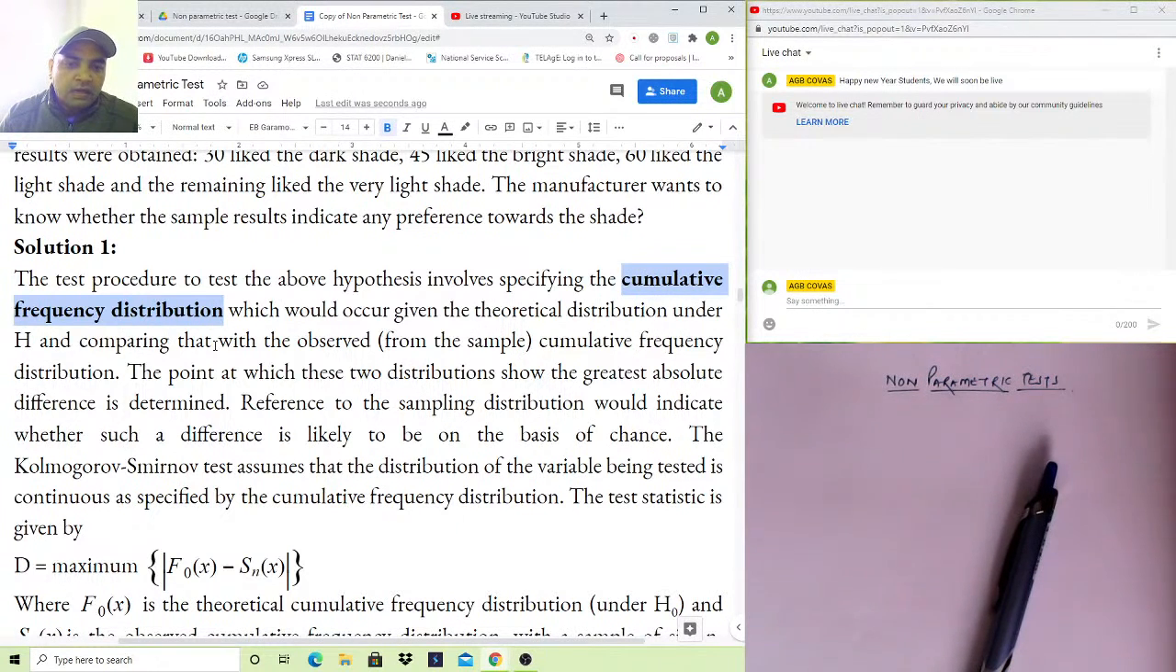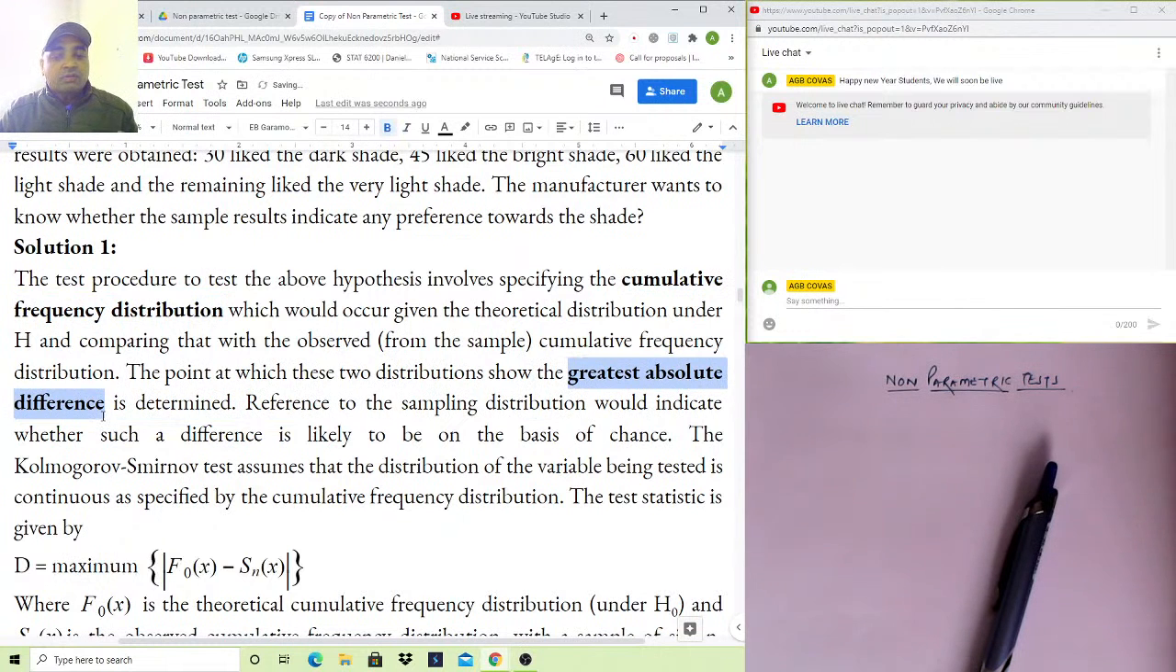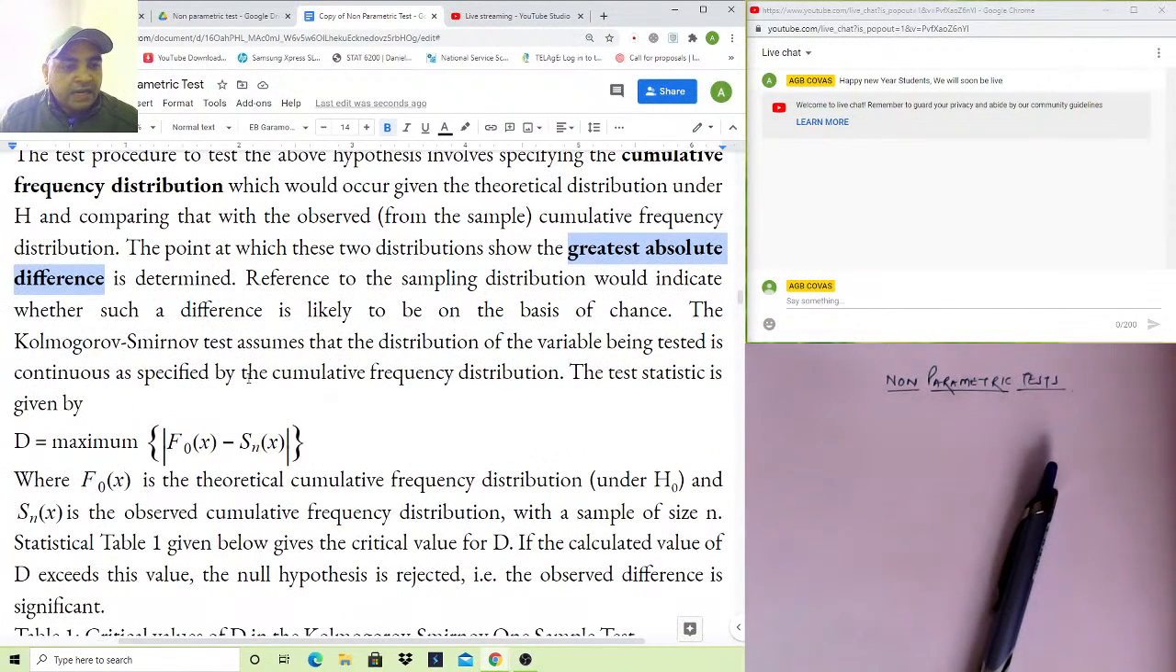This is what would occur given the theoretical distribution under hypothesis H, and we will compare that with the observed. So the point at which these two distributions show the greatest absolute difference, that is what we will be looking at: the greatest absolute difference between what is observed and what is theoretical has to be determined, right? Now, reference to the sampling distribution would indicate whether such a difference is likely to be on the basis of chance or whether it is real, right?